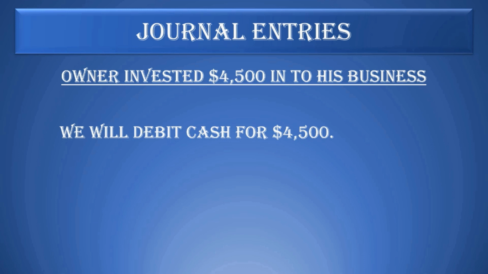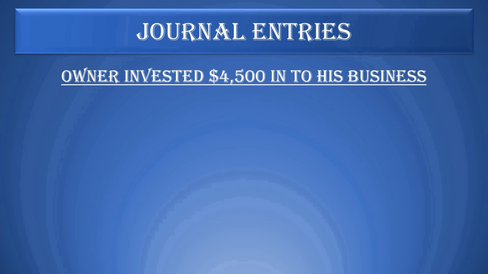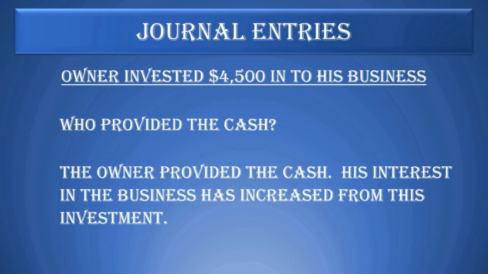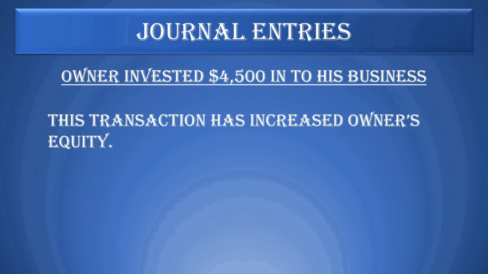So the next question we should ask is, what's our credit? Let's think about it. As a result of this transaction, the company's cash position has increased. So the question to ask is, who provided this cash? Well, this cash was provided by the owner of the company. So the owner's interest in the business has also increased as a result of this investment. And as we've learned a little earlier in accounting, the owner's interest in the business is represented by the owner's equity account. So the other account that should be increased is owner's equity.